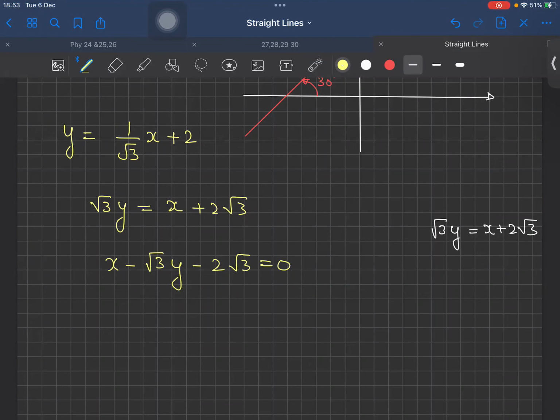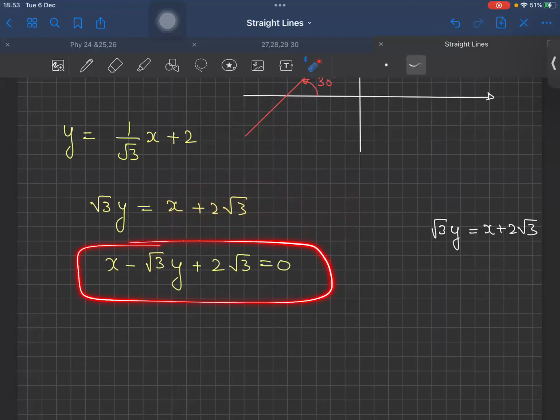No, something is wrong. This should be plus, right? Because what I'm doing, I'm taking this to this side, isn't it? If this is negative, this becomes positive. So it will be x plus 2 root 3 minus root 3y equal to 0, right? That is correct, no? So this one is correct. You have also got the same, right? Yeah, this is correct. All right.